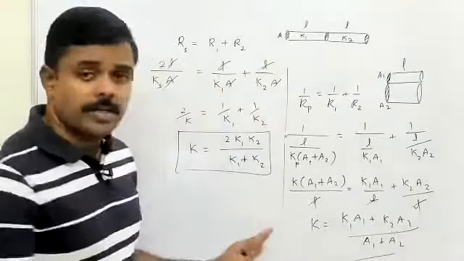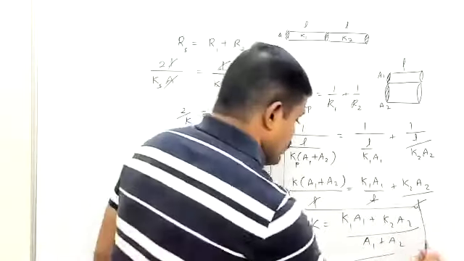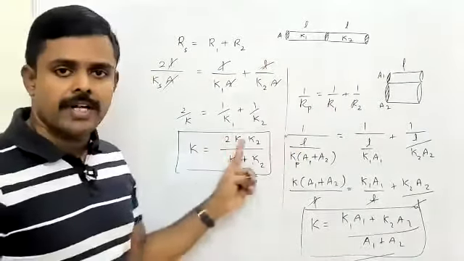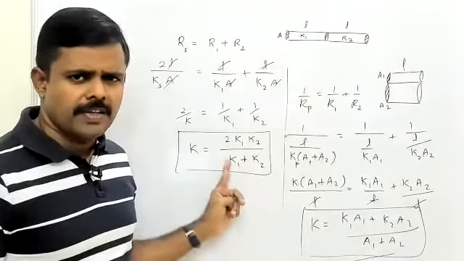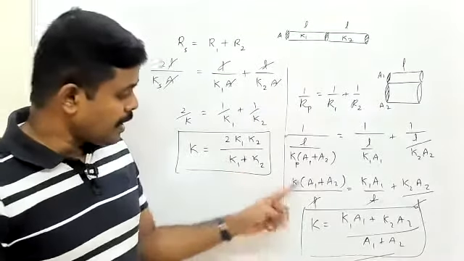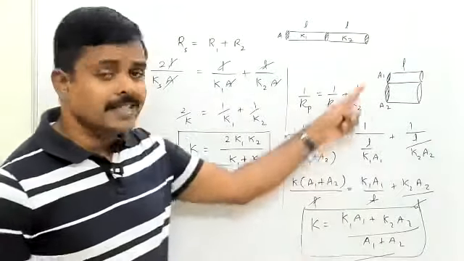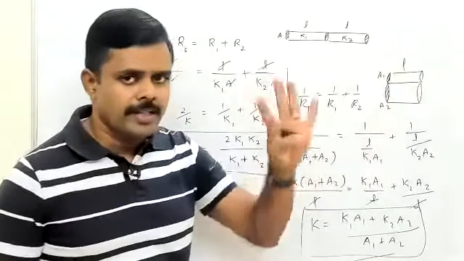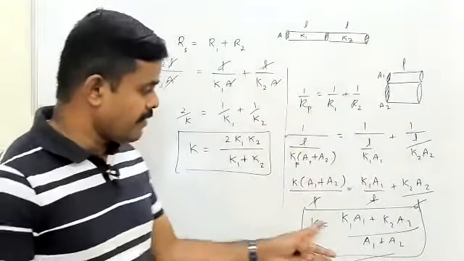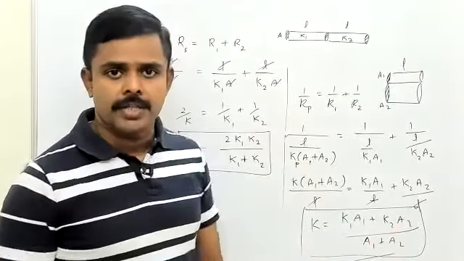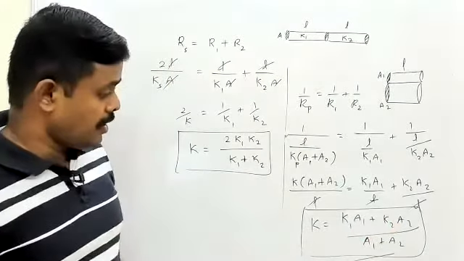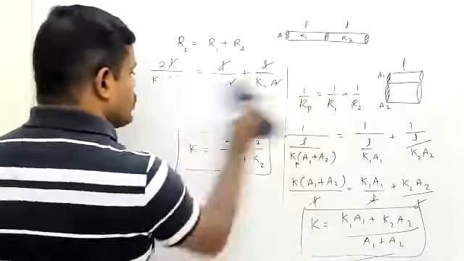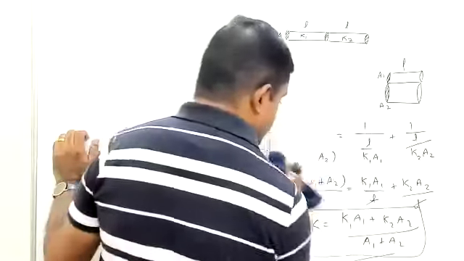So these are important equations. Like I told you, if two conductors are connected in series, the effective is 2K1K2 by K1 plus K2. Very important. Number two, if two conductors are connected in parallel with the same length, they'll give you like that only, don't worry. K1A1 plus K2A2 by A1 plus A2 is the effective thermal conductivity. So you can forget about the method here. You just have to learn this equation.